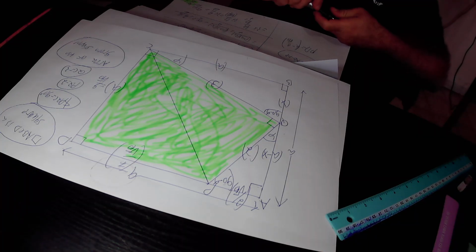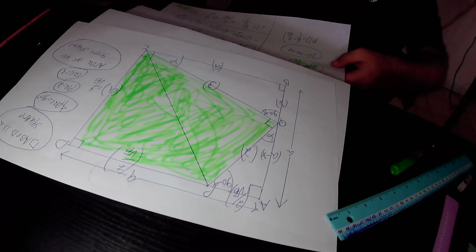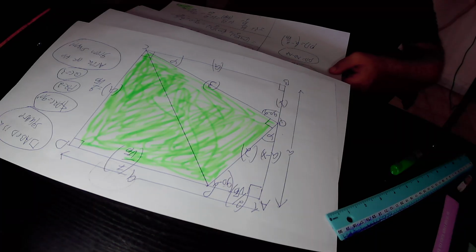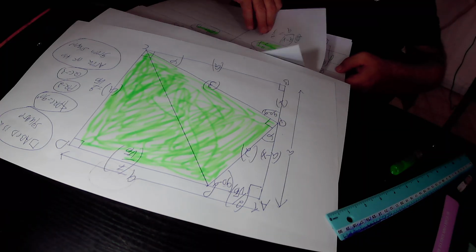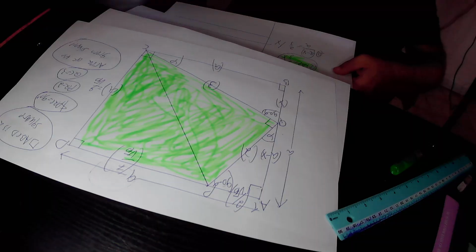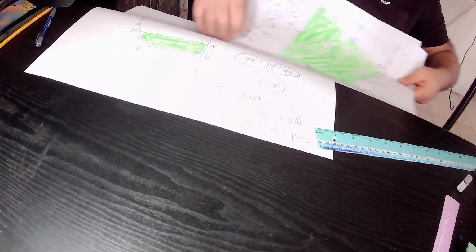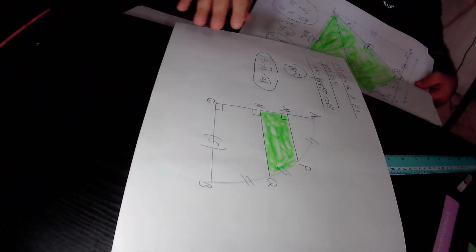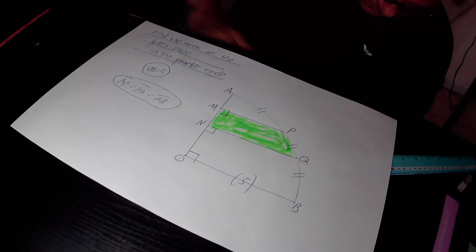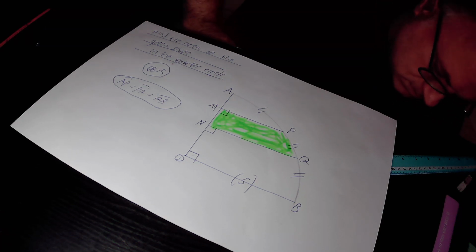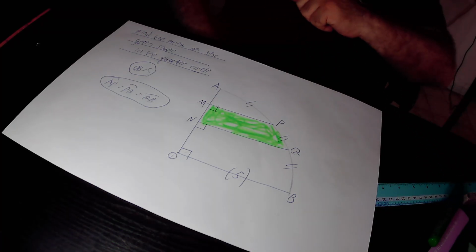So we finish with the first question, and the next step we present you the second question, and we will solve the second question in this lecture. Our mission in this second question is to find the area of this green shape.